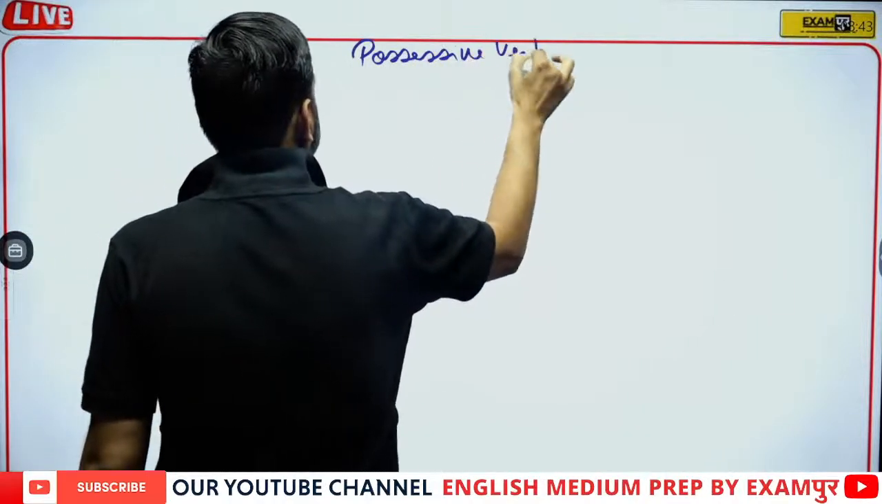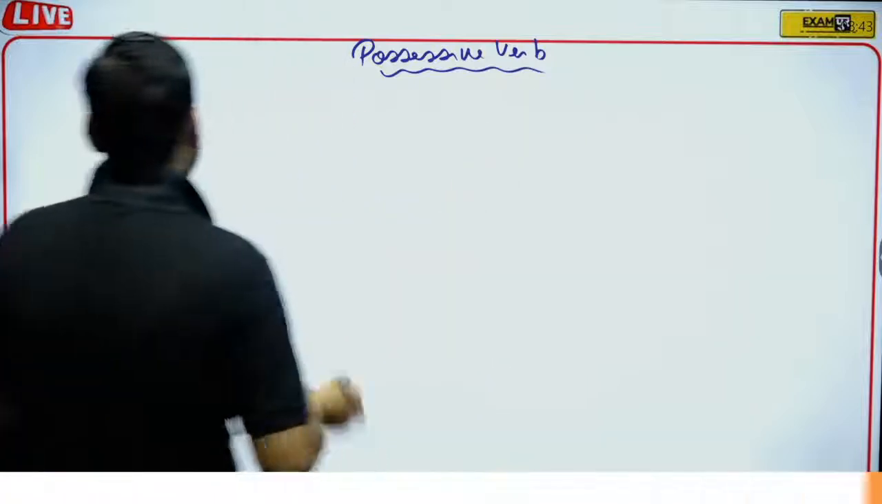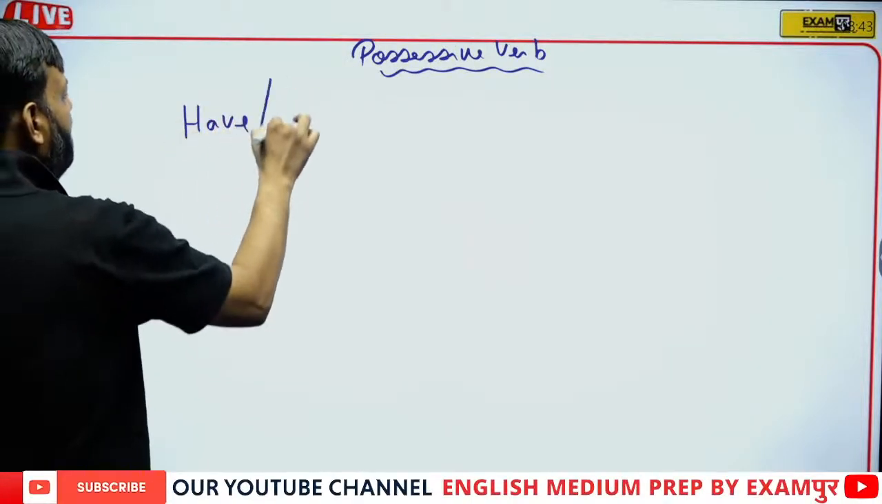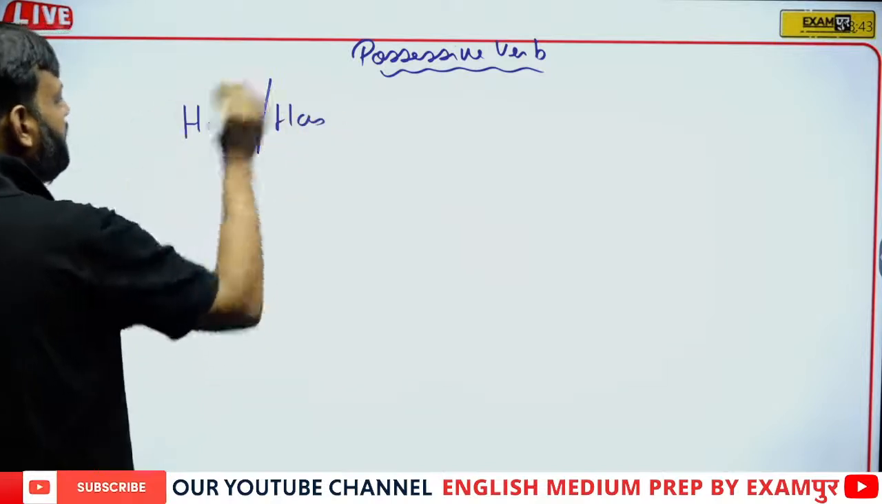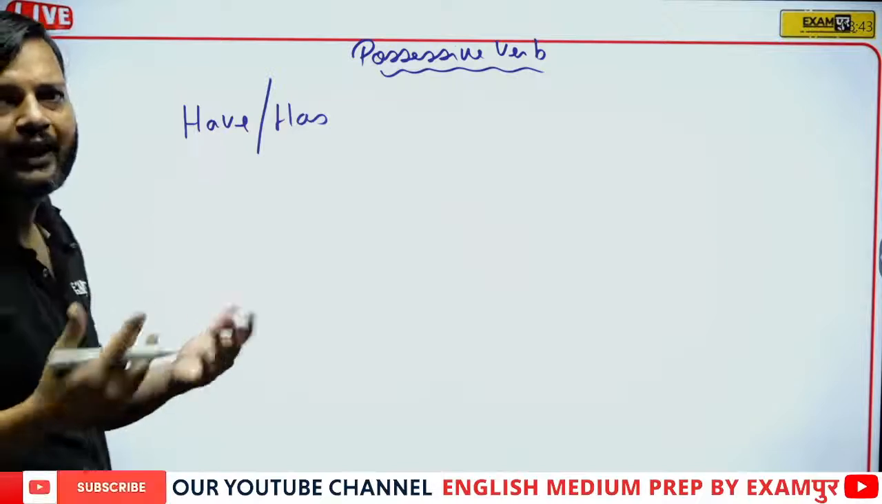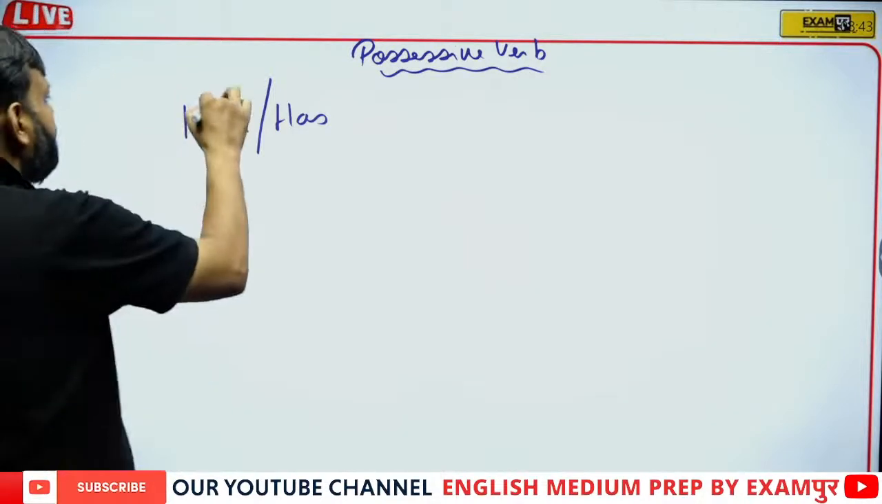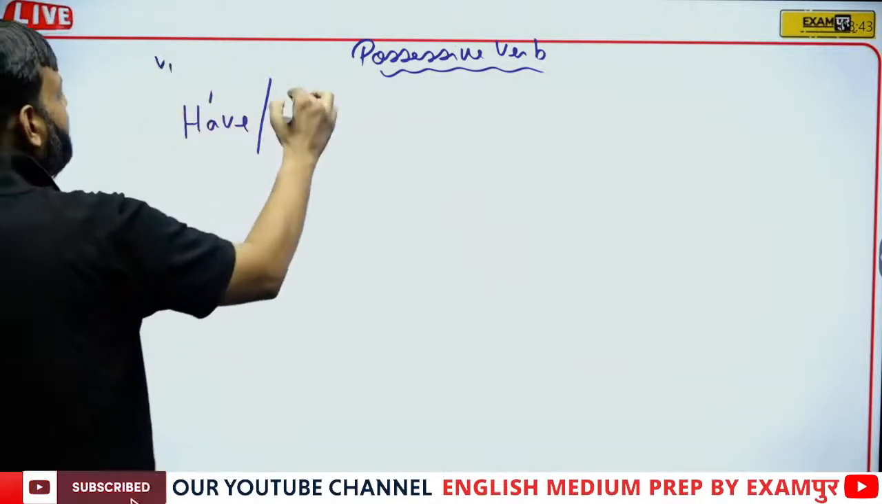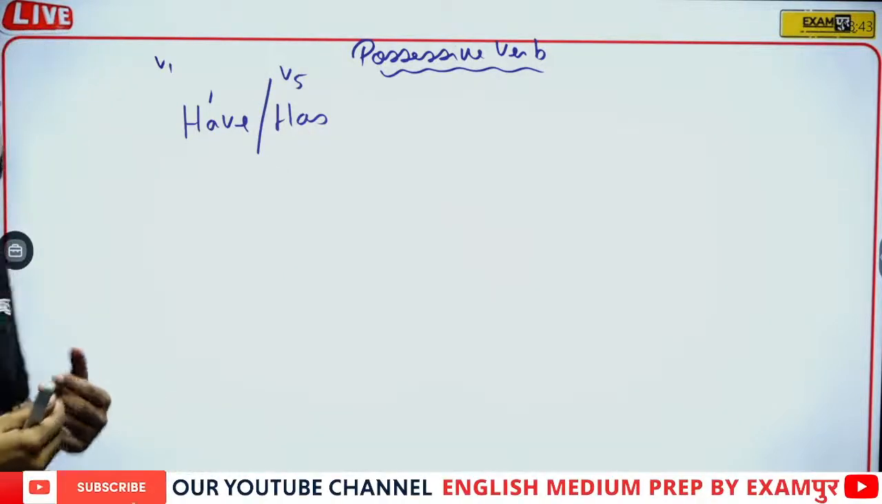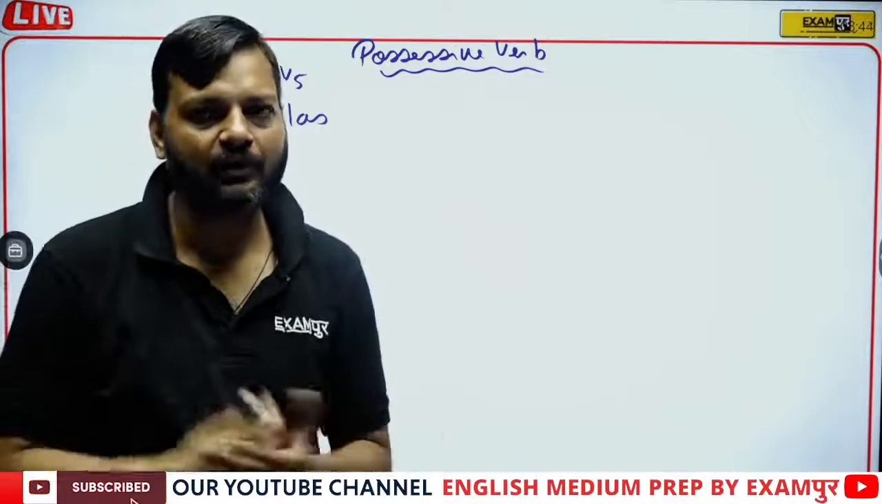Possessive verb. Okay, so have is the possessive verb. Have and has. Now what is the difference between have and has? The same as do and does. Have is considered first form, whereas has is considered fifth form. And as we all know, first form is plural and fifth form is singular.